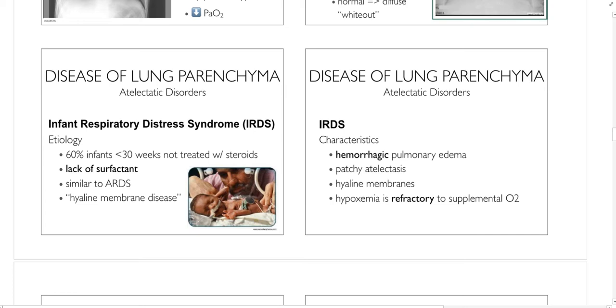For these kids, a little bit differently, they have hemorrhagic pulmonary edema. So both ERDS and ARDS have that pulmonary edema that builds up. In adults, normally it's proteinaceous, so a lot of proteins come out from the blood vessels, whereas in ERDS, they develop more hemorrhagic pulmonary edema. They're still going to have that patchy atelectasis and the hyaline membranes, as well as a hypoxemia that is refractory or non-responsive to supplemental O2.